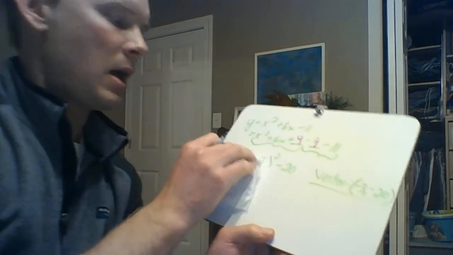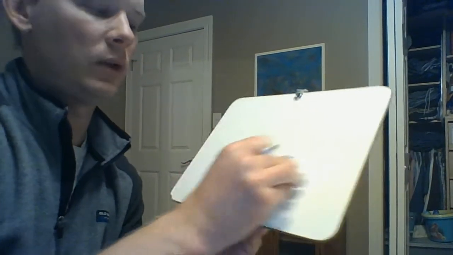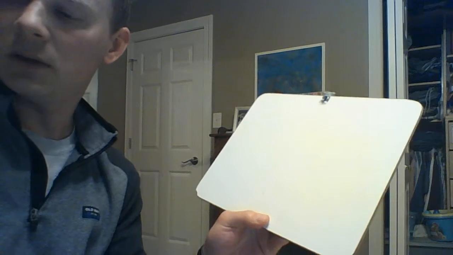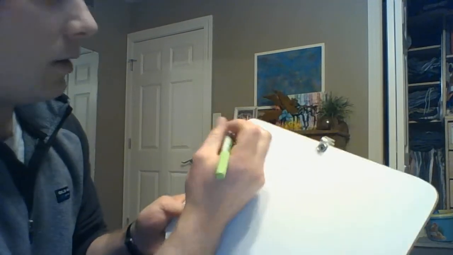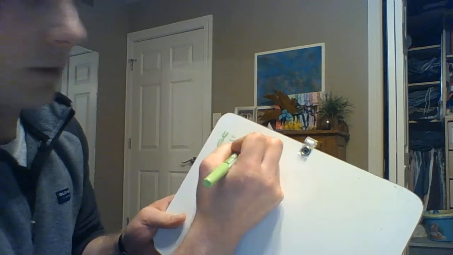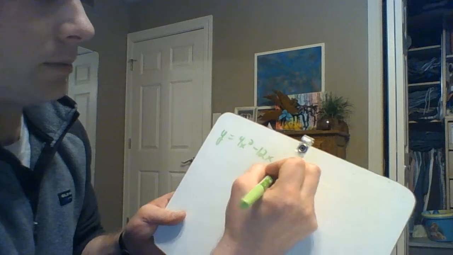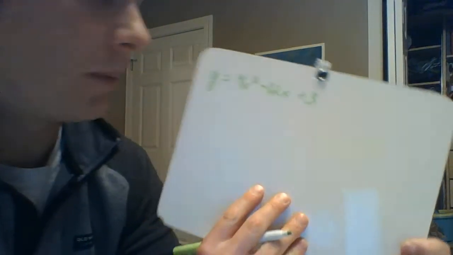One more. I'm going to make it a little harder. Show you one of the more advanced ones. Let you practice a little bit here, and then we'll obviously go through more tomorrow. y equals 4x squared minus 12x plus 3. Okay, so we're going to complete the square on this one.